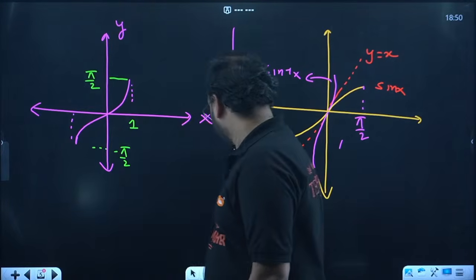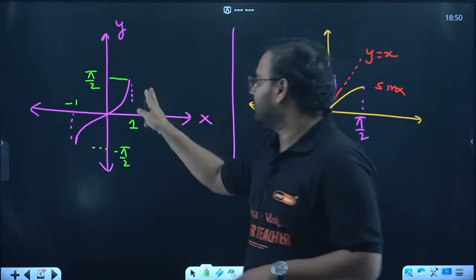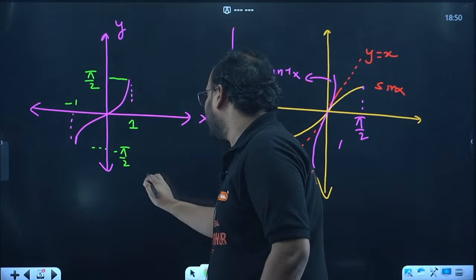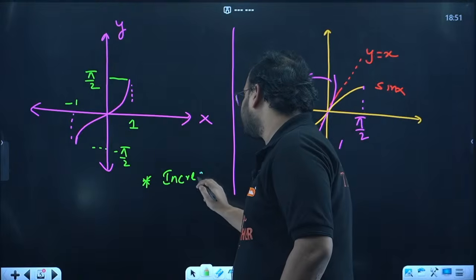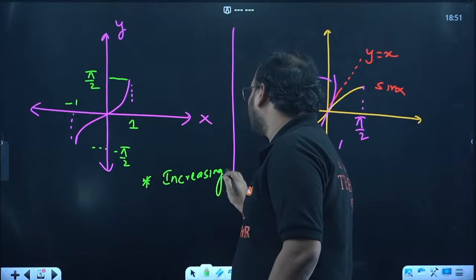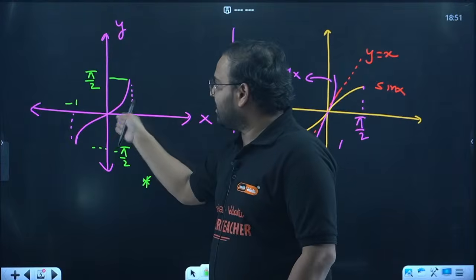And if you look at the nature of this function, what is the nature of the function? It is actually increasing in nature. So you can write, one of the highlights over here is that it is an increasing function. How can you say that? If you move from left to right on the x-axis, the y value is increasing.